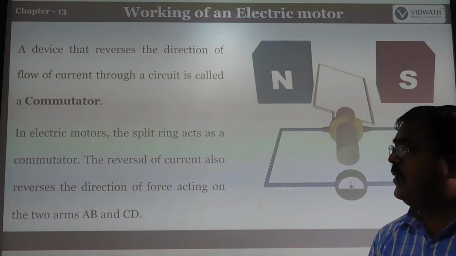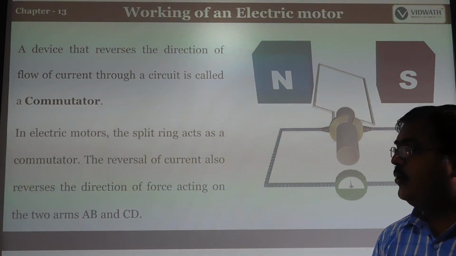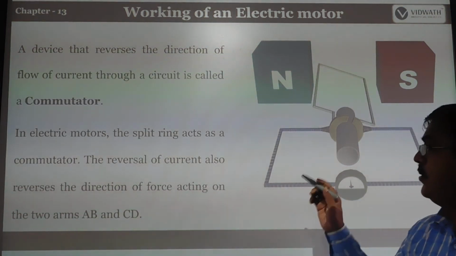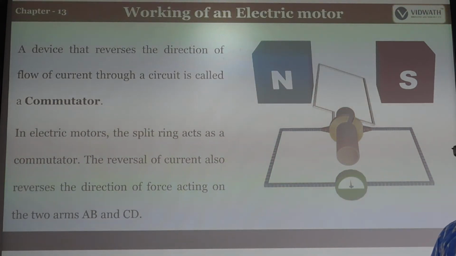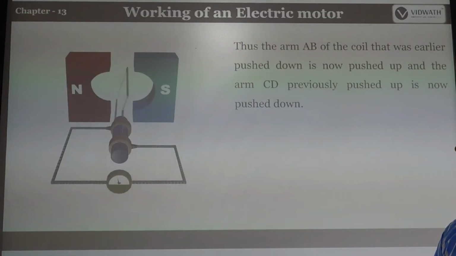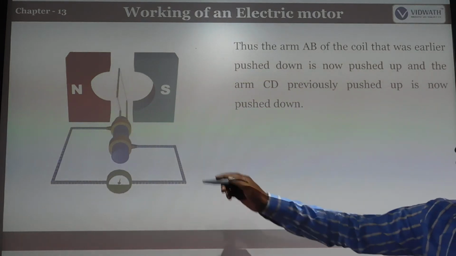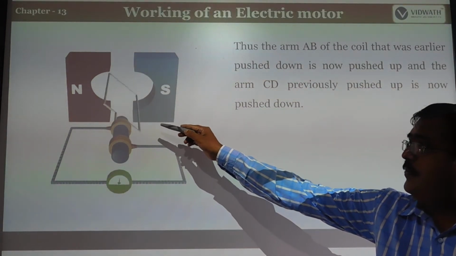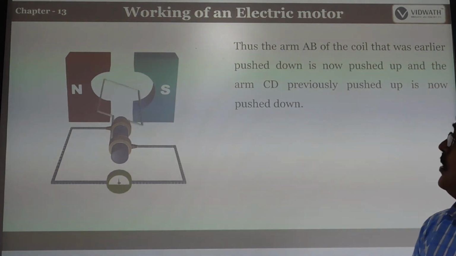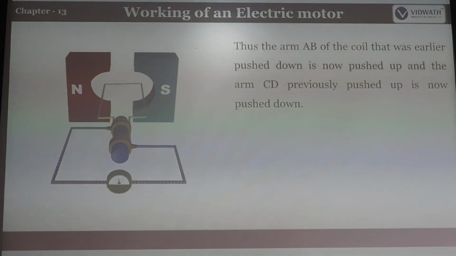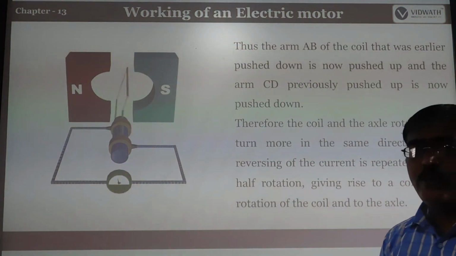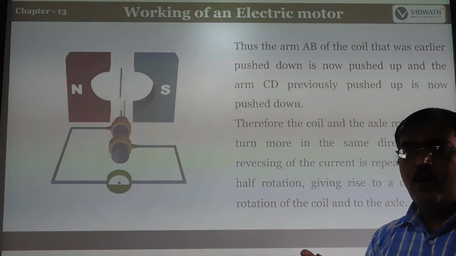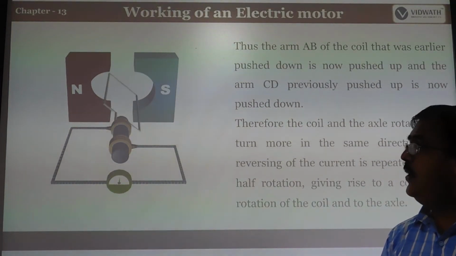The reversal of the current also reverses the direction of the force acting on the two arms AB and CD. So these are the two arms. They reverse the direction of the force acting on these two arms. So this should rotate like this. Thus the arm AB of the coil that earlier was pushed down is now pushed up, and CD, previously pushed up, is now pushed down. It should be in a clockwise direction. Once again AB comes to the upper side and CD comes to the downward side.